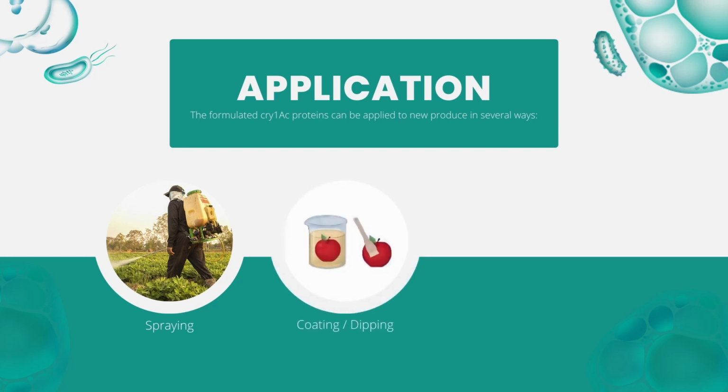Secondly, coating or dipping. The produce can be coated or dipped in a solution containing the Cry1Ac proteins, allowing the proteins to adhere to the surface and provide protection against pests.